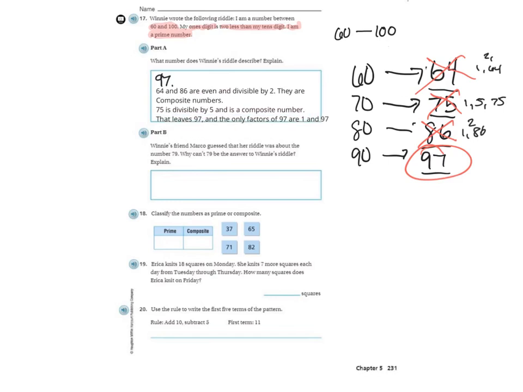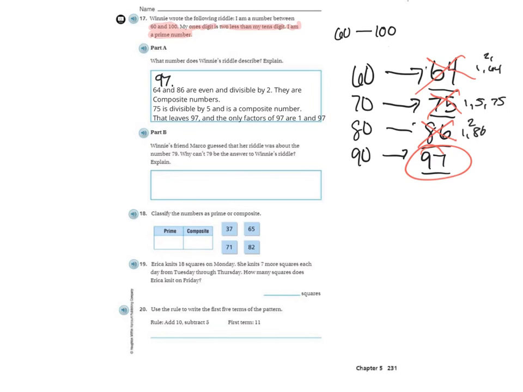Now, how do I know that? Because I've tried dividing, and you can do that too. If you really don't trust me, you can start with 97 and start dividing 2 into 97, 3, 4, 5, 6, 7, 8, 9, and see if you get a remainder. I guarantee you will get a remainder, which then tells us that 97 is a prime number. All right, so 97 is your answer.